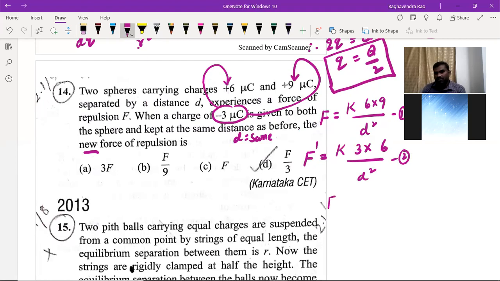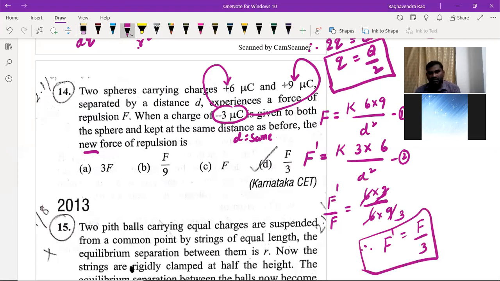So F dash by F is equal to, K and d square cancel, 3 into 6 by 6 into 9. The 6 cancels, and 3 by 9 is one third. So F dash is equal to F by 3. This is the answer.